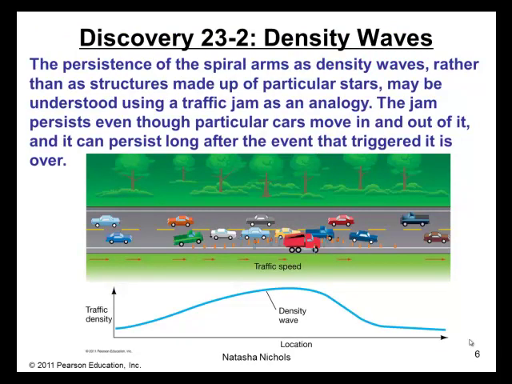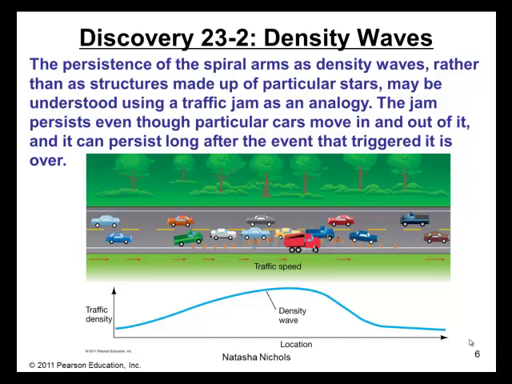The persistence of the spiral arms as density waves, rather than as structures made up of particular stars, may be understood using a traffic jam as an analogy. The jam persists even though particular cars move in and out of it, and it can persist long after the event that triggered it is over. So let's take a closer look at this picture.